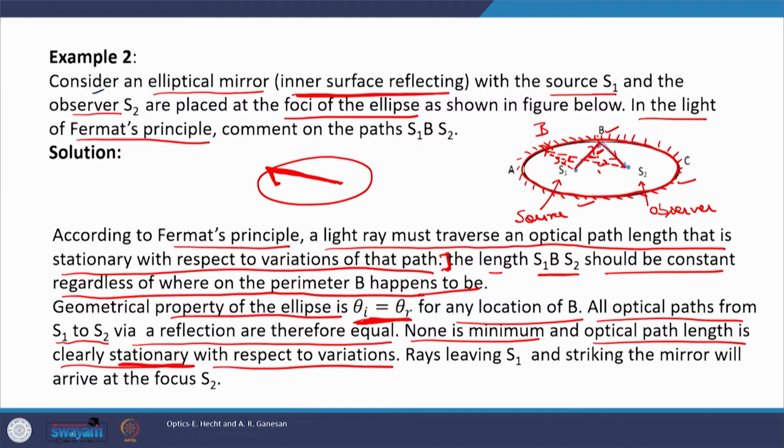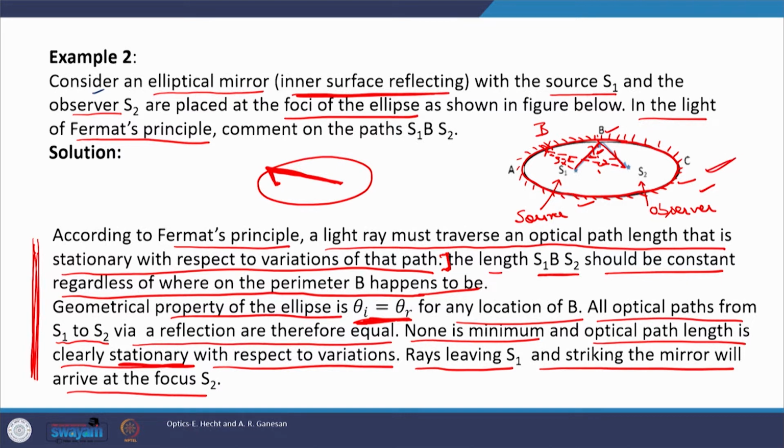Irrespective of the position of point B, we are getting the same path length, which is exactly the Fermat principle. The path length should be stationary with respect to the variation in the path. We are varying the path, still the path length is coming the same again and again. It means that a ray leaving S1, our source, and striking the mirror will arrive at focus S2. Okay. Now, this is the discussion in the domain of Fermat principle of this figure.